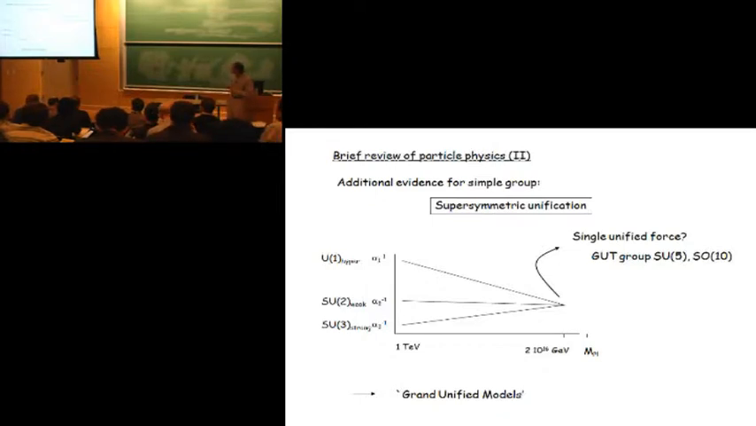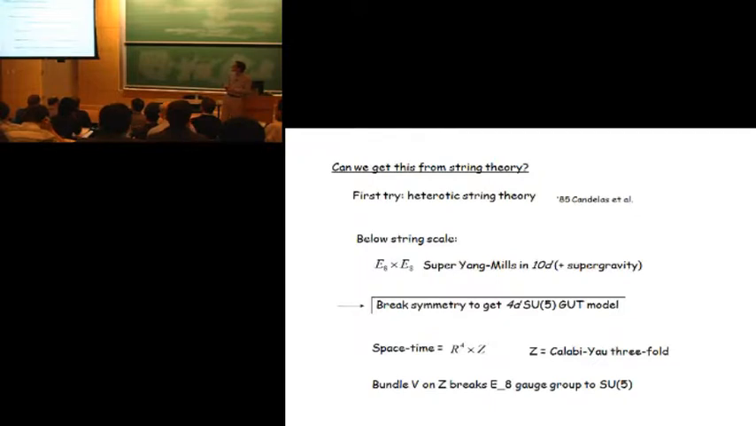Okay, there's additional evidence for this idea, which I won't go into. It's certainly been a major driving force for ideas for possible physics beyond the standard model. Now we would like to get this from string theory, and the first try that essentially succeeded was the old story of the heterotic string by Candelas, Horowitz, Strominger, and Witten.